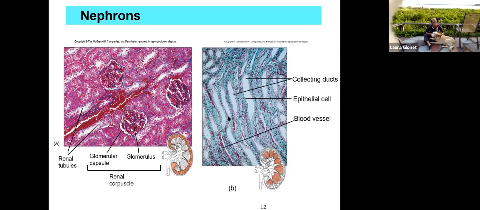Okay, over to the other side, what do we generally find uniquely in the medulla? We find our descending and ascending loops of Henle and collecting ducts. That's what you're looking at here. You know you must be in the medulla because you don't have any renal corpuscles there. So I hope that helps.